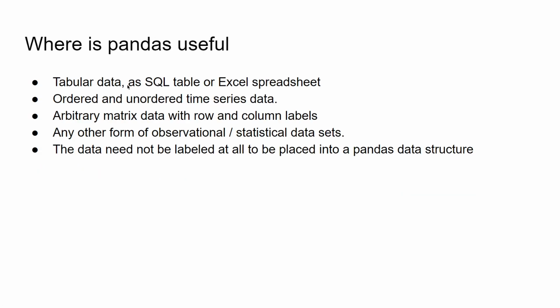So, where is Pandas useful? Pandas is useful for tabular data like SQL tables and Excel spreadsheets. You can use it with ordered and unordered time series data. It can be used for matrix data with row and column labels. Finally, it can be used with various datasets, and you will not need the data to be labeled for them to be used in a Pandas data structure.